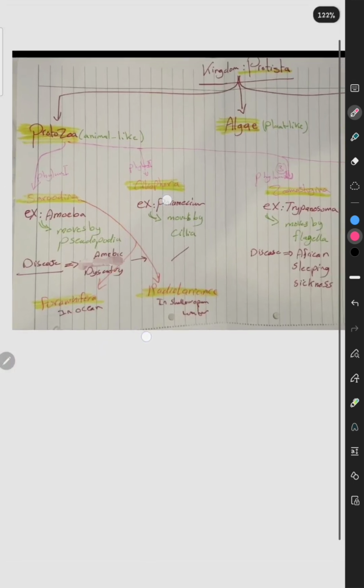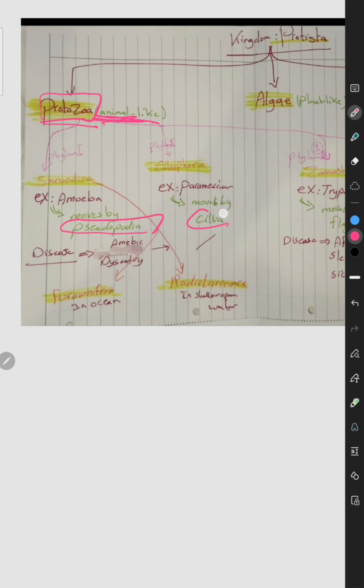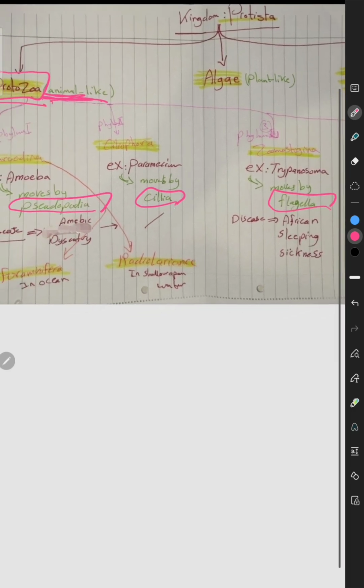So in Chapter 7, Section 1, we will focus on the group named Protozoa. All these organisms are animal-like, they are heterotrophs, they are eukaryotes, and mostly they are unicellular. These are the main characteristics of Protozoa. How do they move? Either by structures named pseudopodia, cilia, or flagella. So we have three structures for movement: cilia, flagella, and pseudopodia.